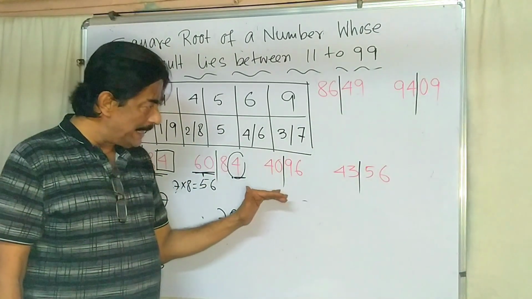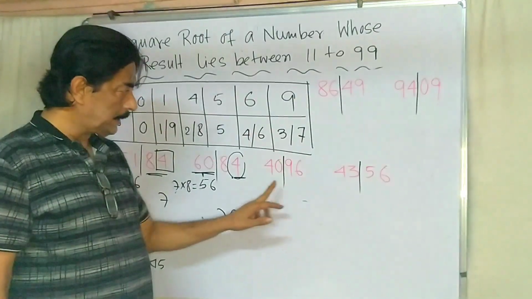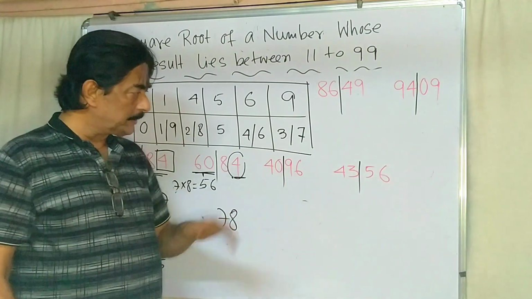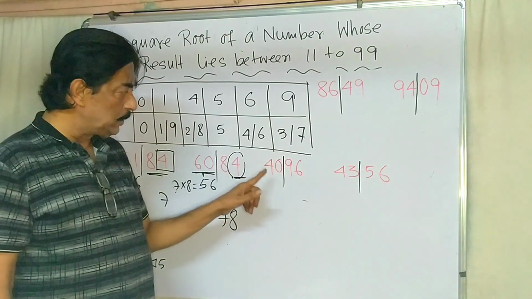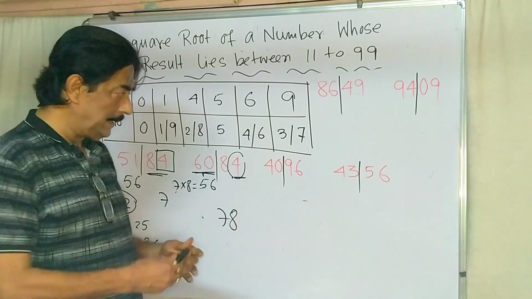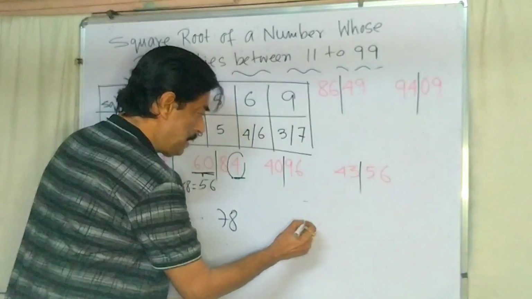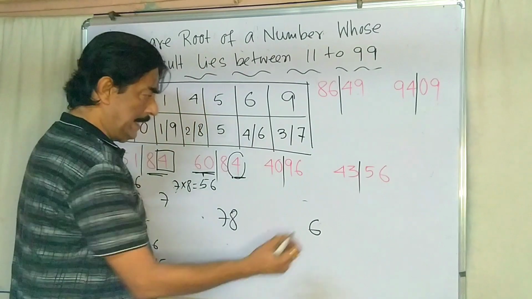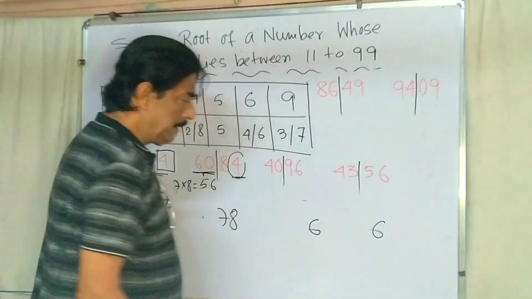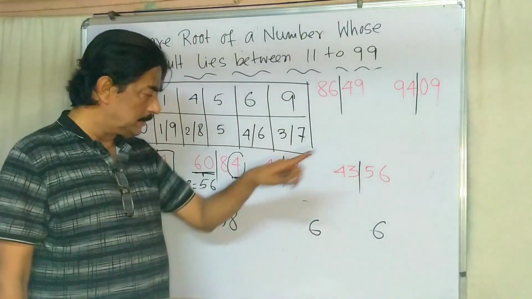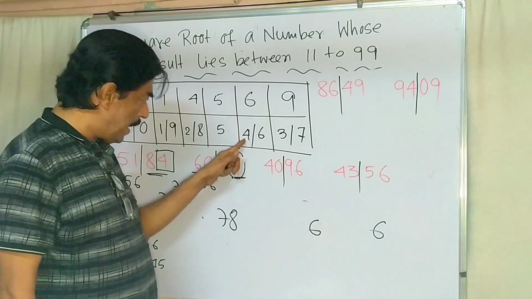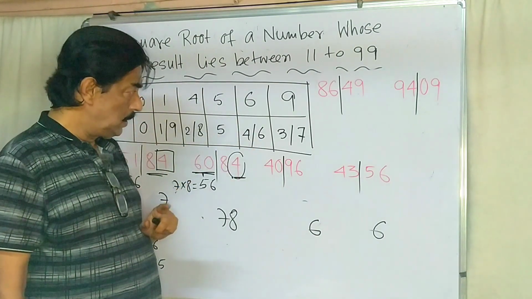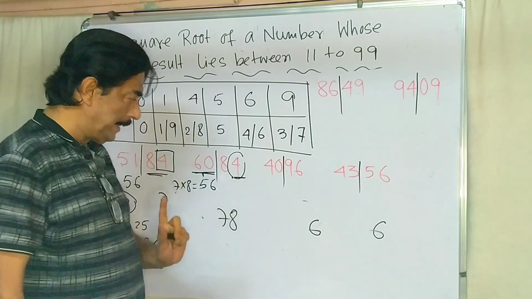If I consider the next two numbers, 40 and 43. For both cases, the number whose square is nearest to 40 and less than 40 is 6, because 6 square is 36. In this case also 6, because 7 square 49 crosses, so we consider 6. Now under 6 there are 2 numbers. One is 4, second is 6. Which is right? So confirm it.